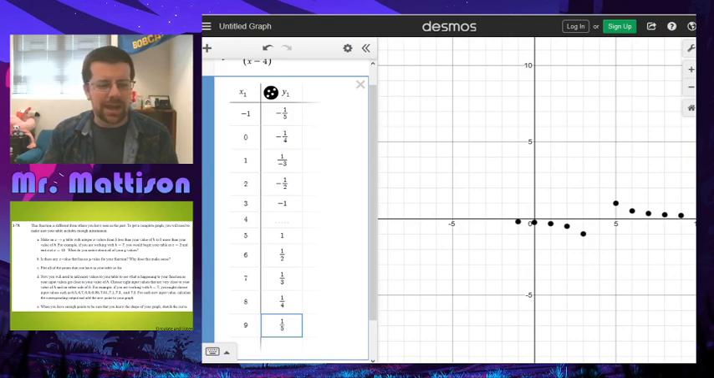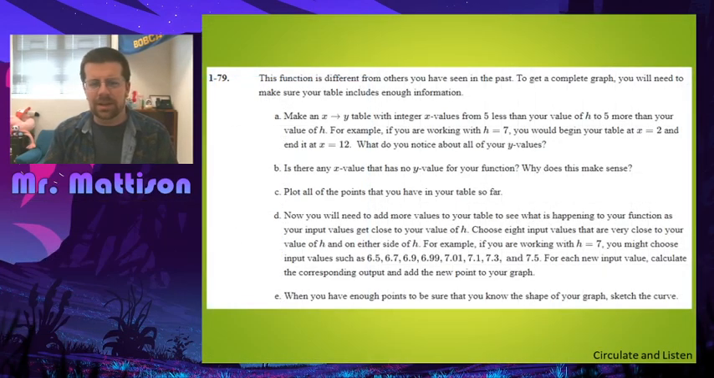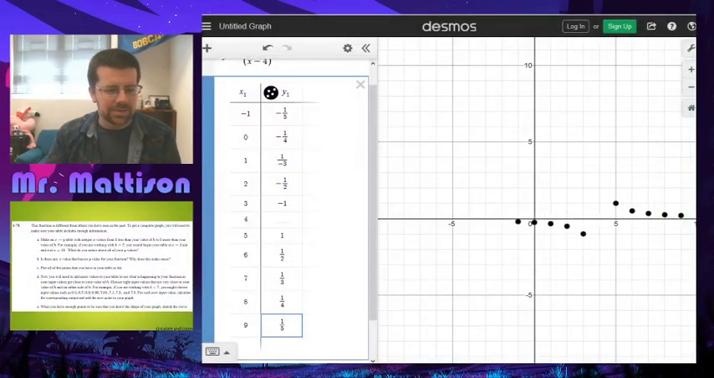But if we take a look later on here in part D, it's saying, hey, let's try some values that are even closer to it and see what those are going to look like for us. So let's head back over to our Desmos screen, and see what's going on there.